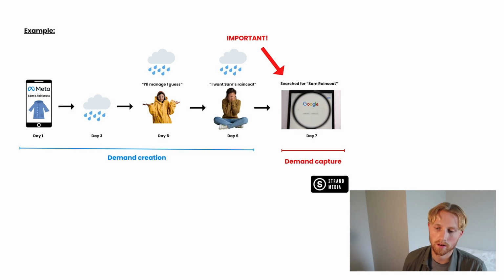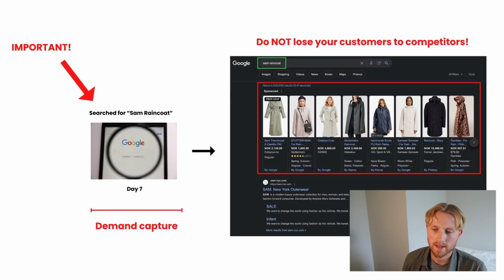So this phase is what I call demand creation, okay? You get into their head, they now know about you. And as the problem comes up, they will think about your solution, and eventually, hopefully, they will be ready to buy. Now on day 7, that's when they're ready to go and buy. So they go into Google, they search for Sam Raincoats, and this is the stage that I call demand capture. So this is super important. So let's look at this. On day 7, they're now ready to buy. You have now spent money on getting them interested in your product.